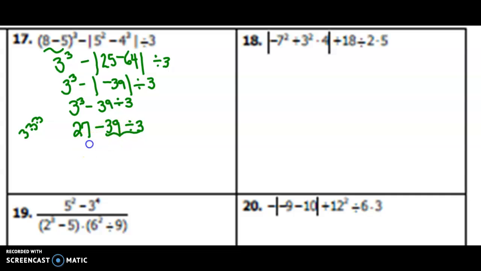This would be my next step. 27 stays, and then 39 divided by 3 is 13. And now I can subtract 27 minus 13 to get 14, and that would be my final answer.